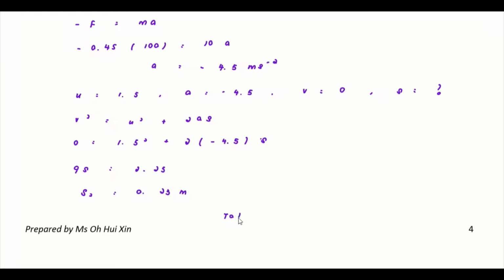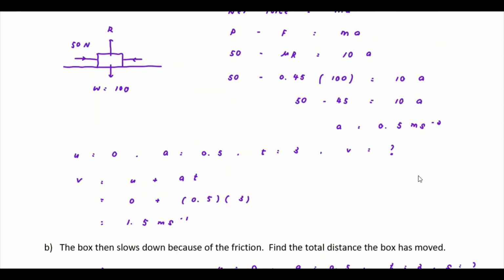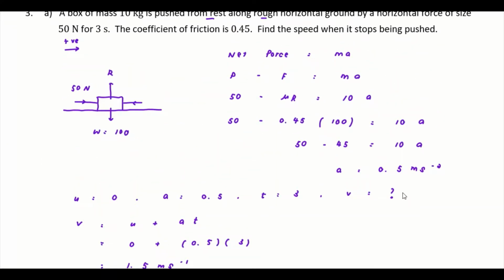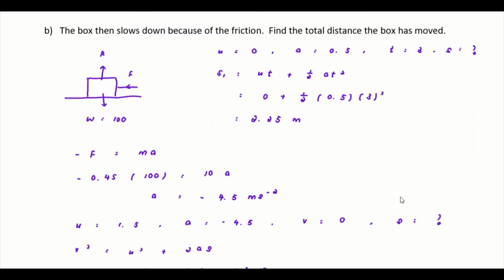So the total distance will be equal to the first one plus the second one, which is 2.25 plus 0.25. So meaning after the push is not being applied, it only moves for 0.25 meter. So the total distance that the box moves is 2.5 meter. Okay, so I hope that's okay. So basically, you need to understand what is the force that remains in the system in each situation. Then you use the different net force, you get a different acceleration, then continue to solve it.